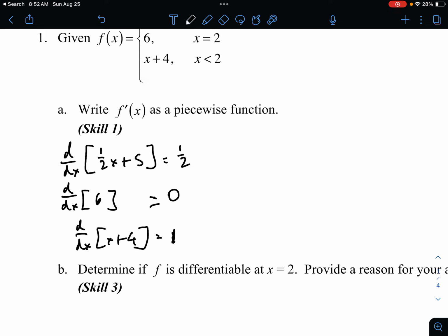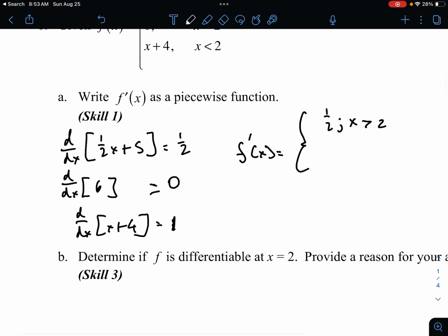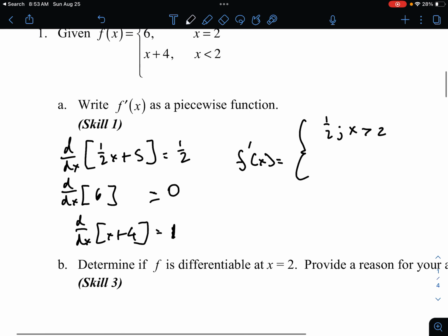So, excuse me. We would just write it as f prime of x equals, so I'm going to say 1/2 when x is greater than 2. I'm going to save the middle one. I'm going to say 1, the derivative of x plus 4, when x is less than 2.